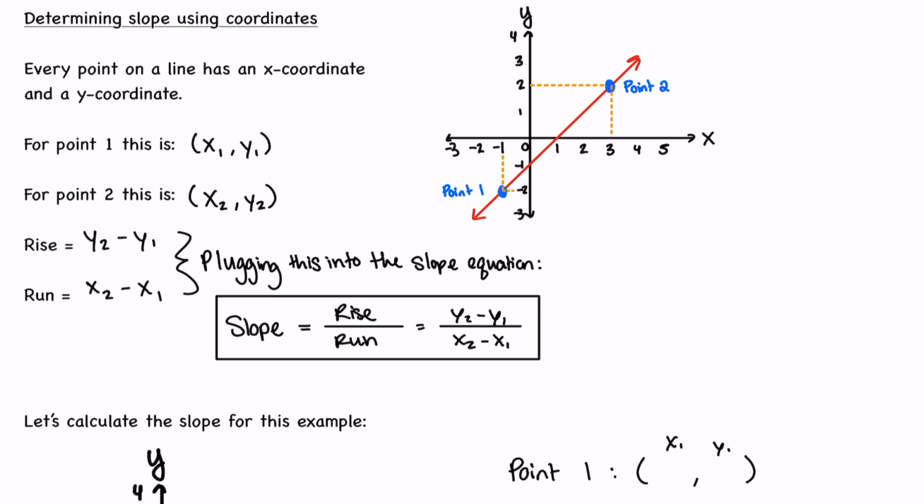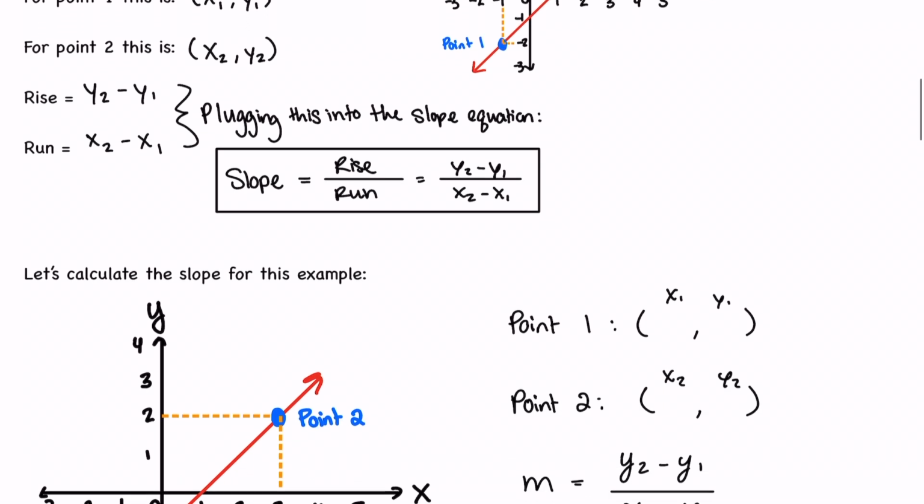Now remember, slope is equal to rise over run. So if rise is equal to y2 minus y1 and run is equal to x2 minus x1, then we can plug that into our equation for slope, and we get this new equation for slope, where slope is equal to y2 minus y1 divided by x2 minus x1.